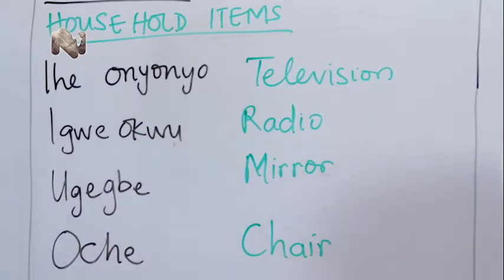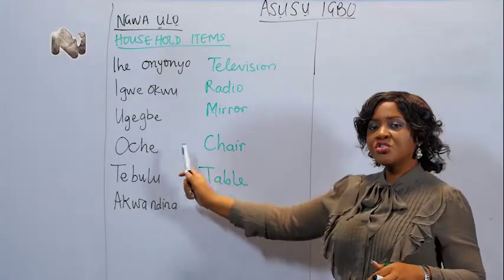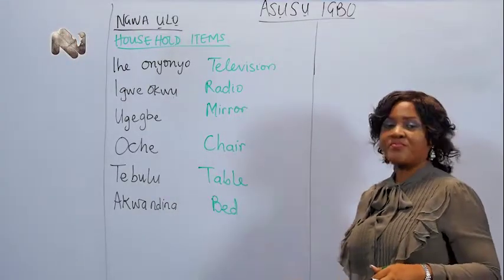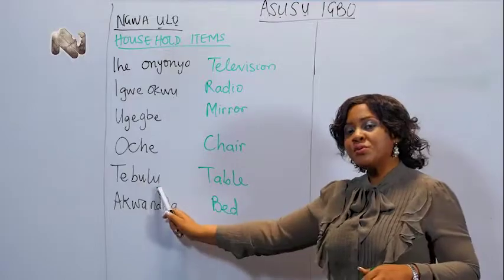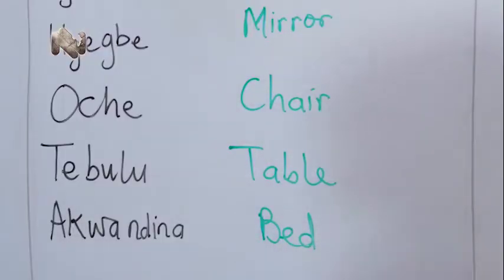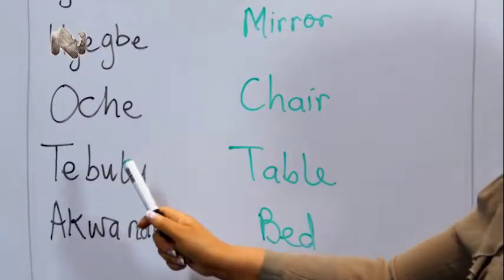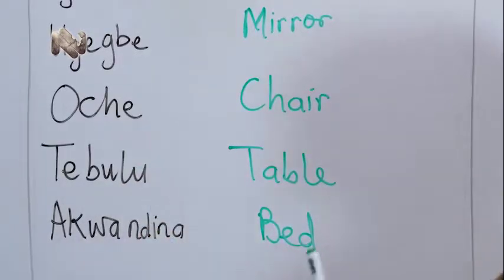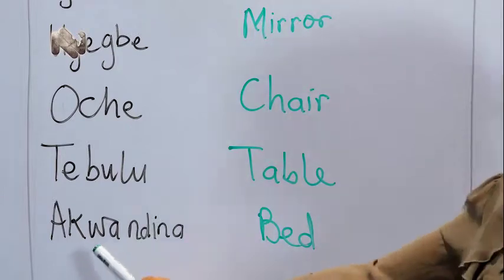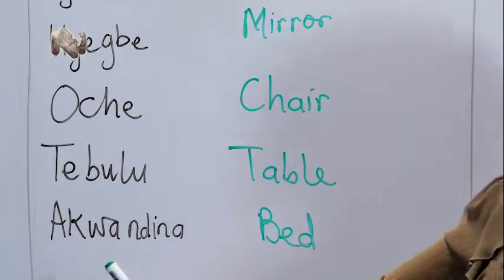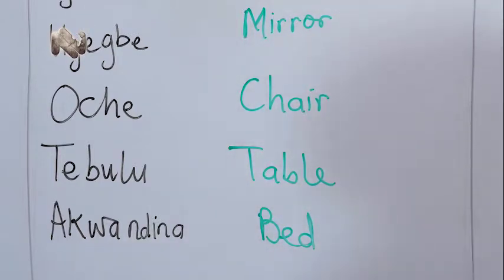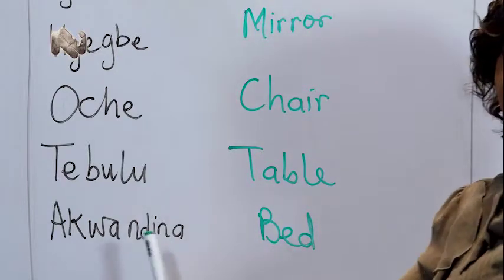Oche, chair. Table, it's table. Let's take it together again in Igbo. And the next one I have here is akwandina. Akwandina is bed. Let's take it again. Akwandina.